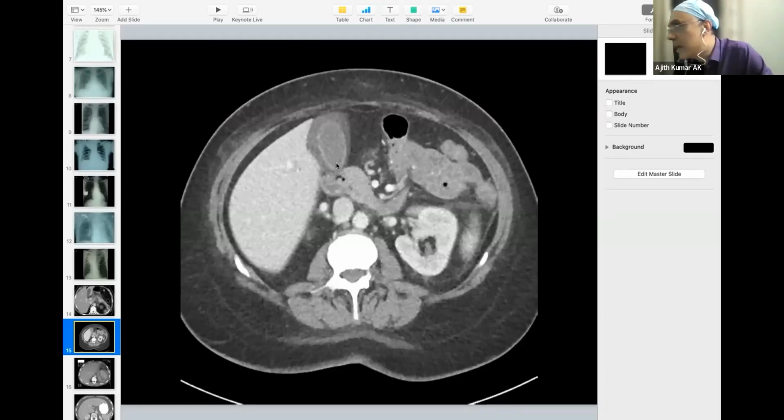Sometimes this can be a case scenario also once in a while, but this is not very commonly seen. Usually, in acalculous cholecystitis, the background will be there. The patient is in the hospital for a little bit longer days, treated with multiple antibiotics. The patient suddenly develops a fever. Nobody knows the cause of the fever.